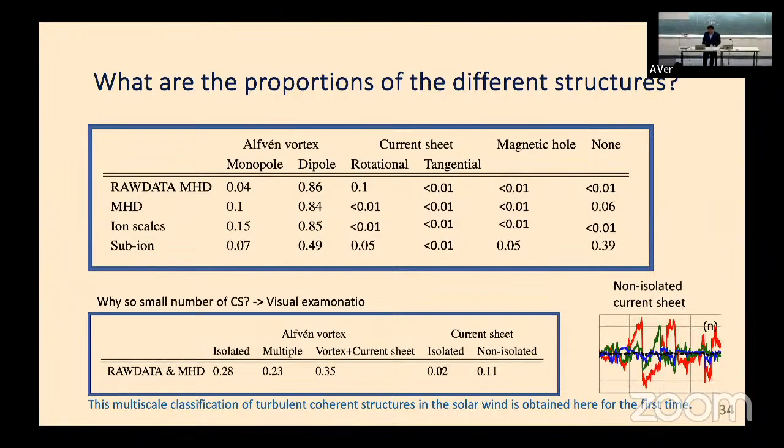So when we get this result, we ask ourselves the question: why only a few current sheets are observed in our time interval? To respond to this question, we analyzed visually 100 events at MHD scales, and we concluded that, in fact, there is only a small fraction of about 2% of structures that are isolated current sheets. So inside the time interval of 100 seconds, there is only one current sheet in the center and no other structures anywhere in the interval that we are considering. About 10% of these structures are non-isolated current sheets. So there is a current sheet in the center and maybe other structures somewhere nearby.